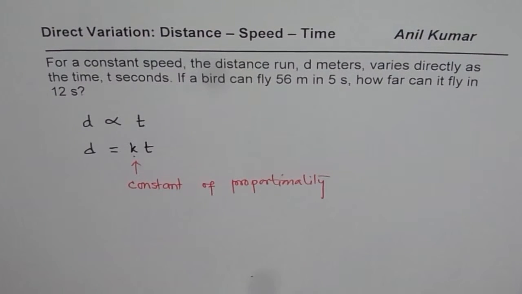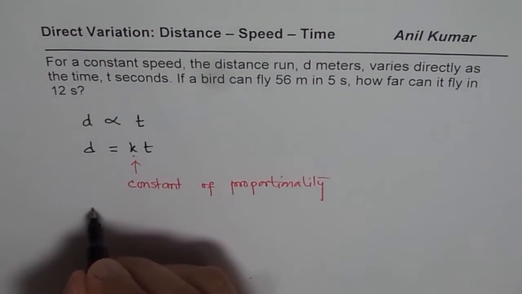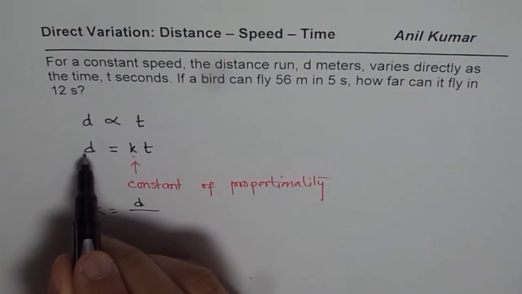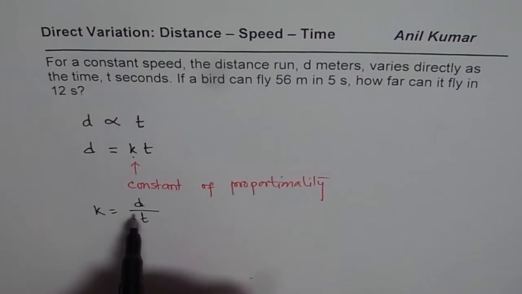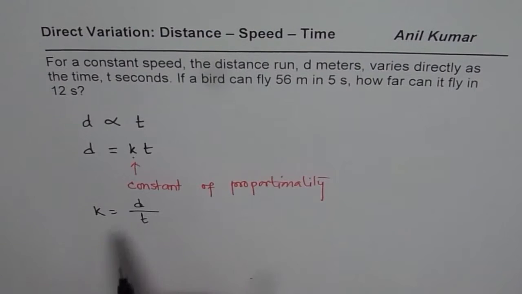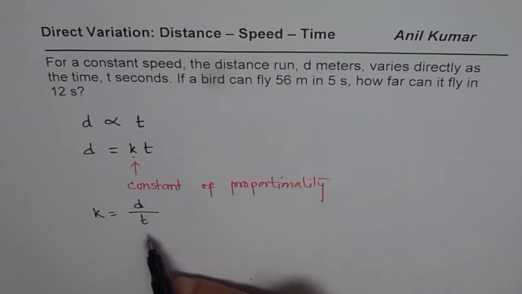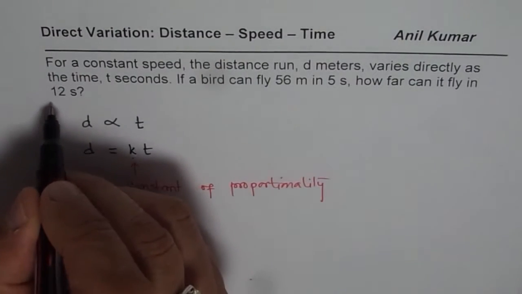Whenever you have a situation in which there is direct variation, there will always be a constant. You can also rearrange this equation and write the constant k equals distance, the dependent variable, divided by time, the independent variable. So that is a constant. Distance over time is a fixed ratio. That is what we understand from the given condition, and that is how you should understand direct variation.